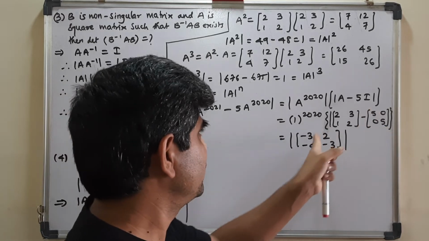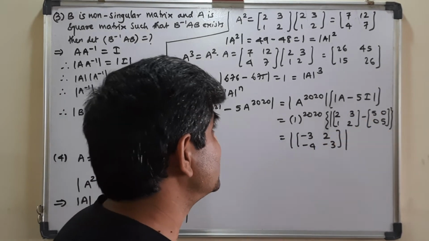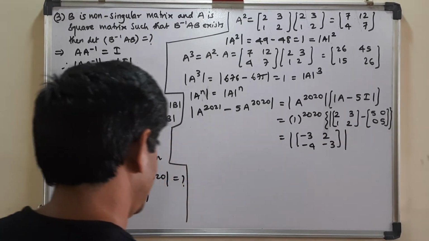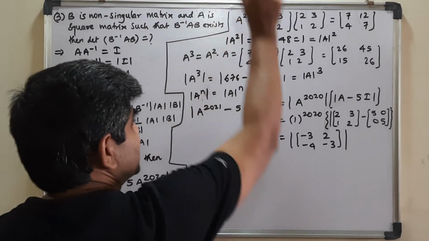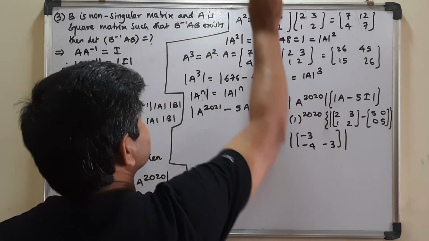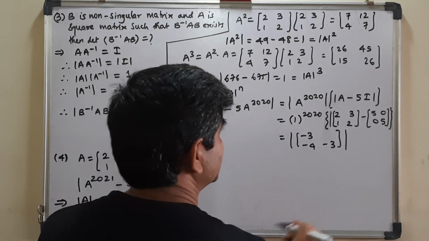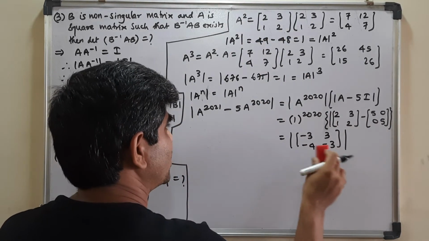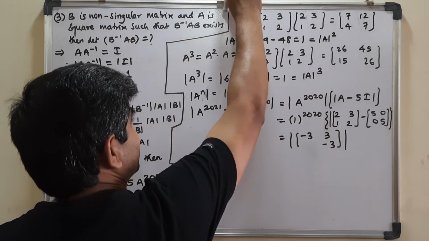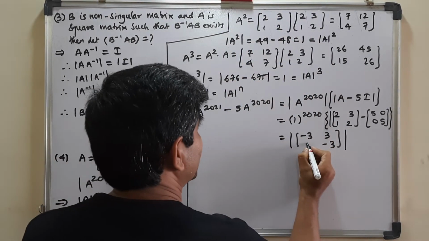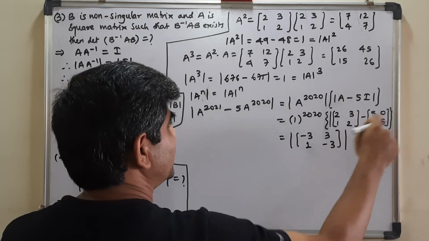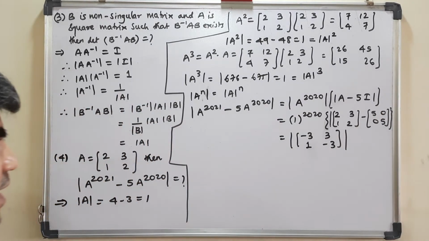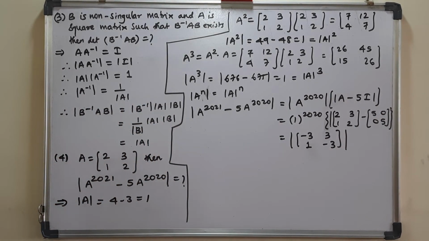2 minus 5 is minus 3. 3 minus 0, here is the mistake, 3 minus 0 is your 3. 1 minus 0 is your 1, and 2 minus 5 is equal to minus 3, okay. So I got this.